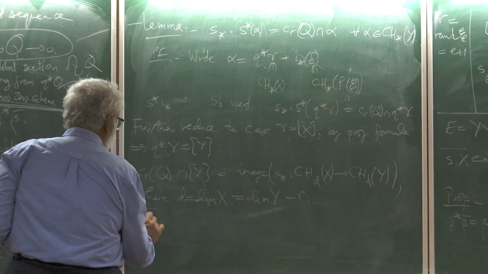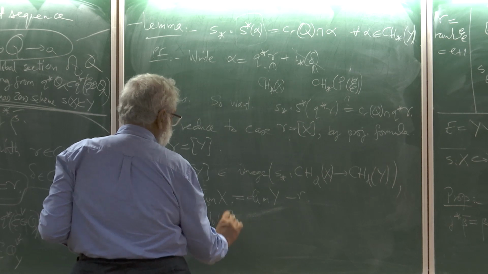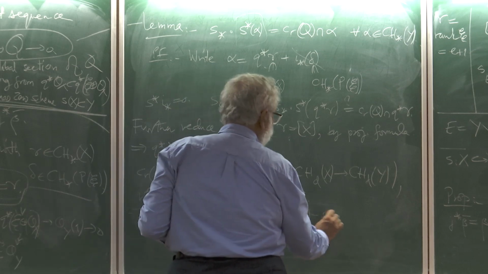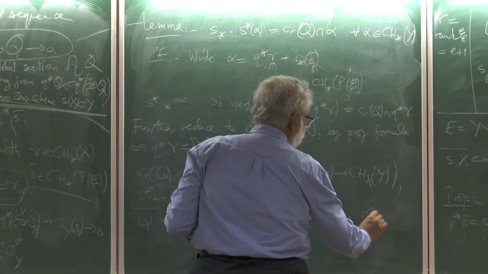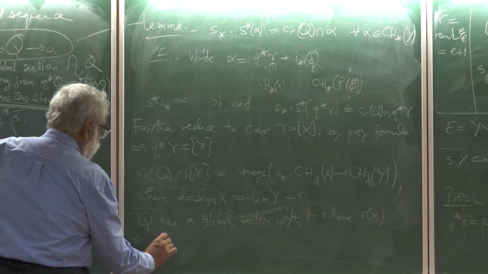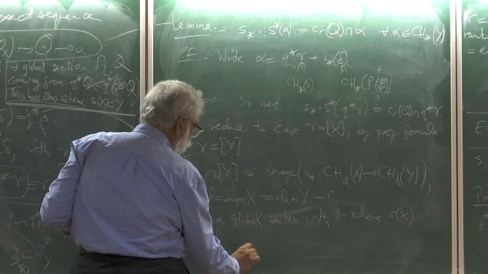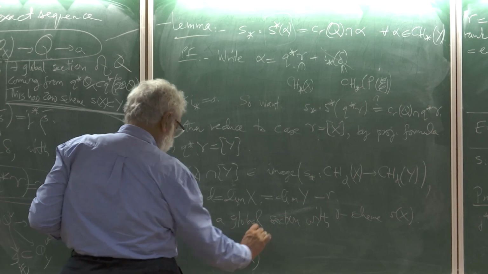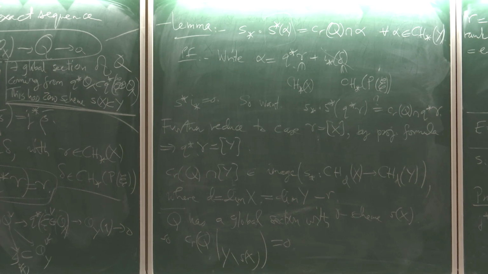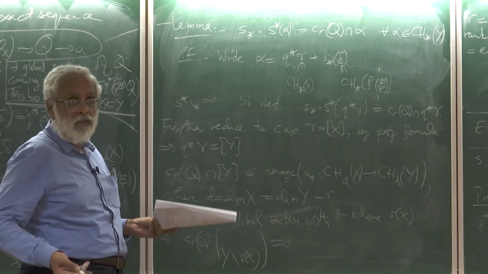remember, Q has a global section with zero scheme Sx. So CR of Q restricted to Y minus Sx is 0. Q is a vector bundle of rank R, and on this open subscheme, it has a nowhere vanishing section. Okay? I removed this set of zeros.